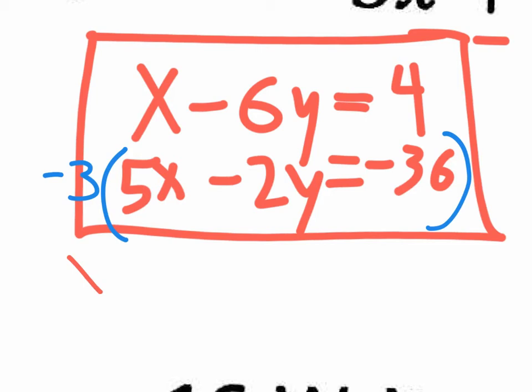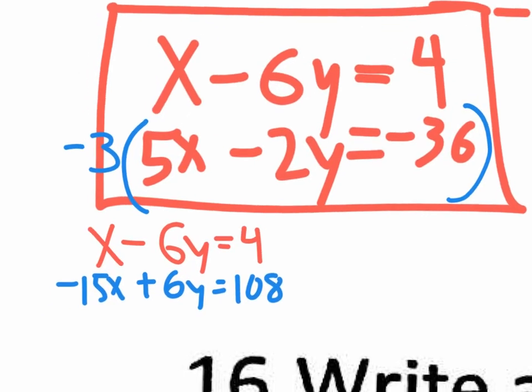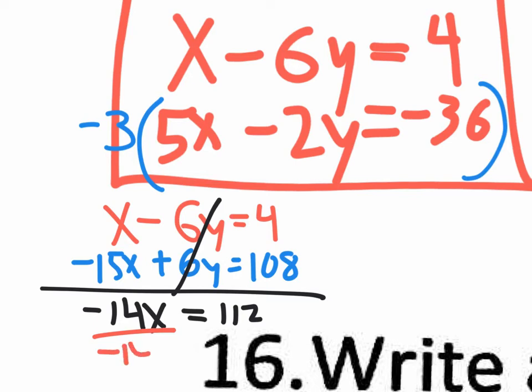So the top one's going to stay x minus 6y equals 4. The bottom one becomes negative 15x plus 6y equals positive 108? Yeah. Okay, so now we're able to check out our modified system to be able to combine the lines, to cancel out the y's, get minus 14x equals 112, yeah? So hopefully if I divide by negative 14 and divide by negative 14, we get a nice whole answer.